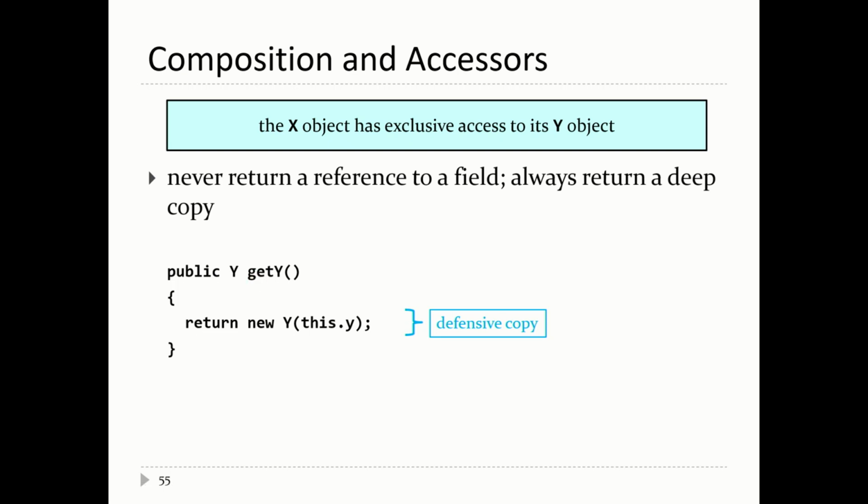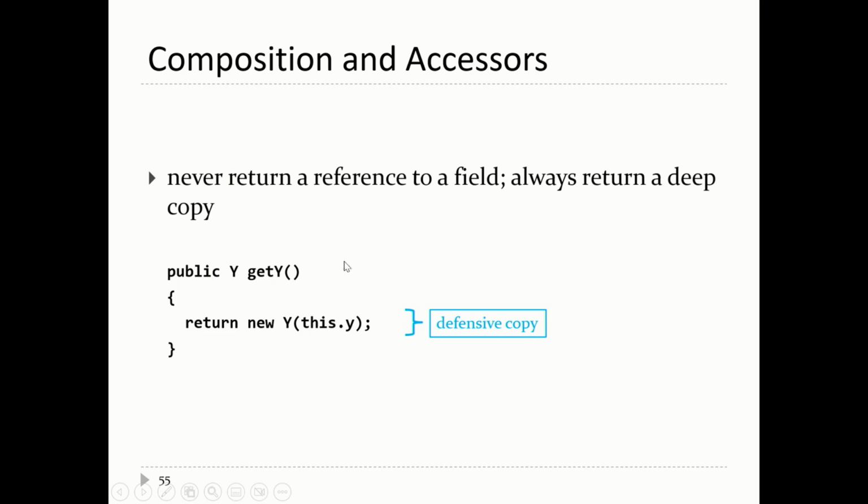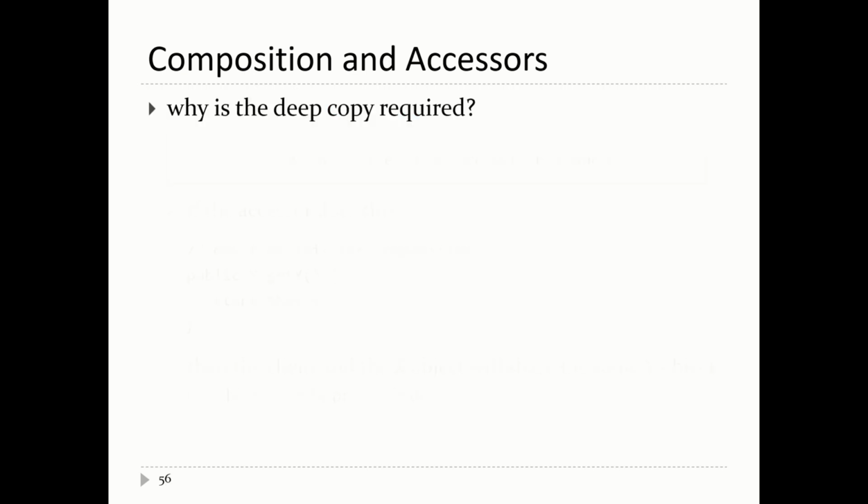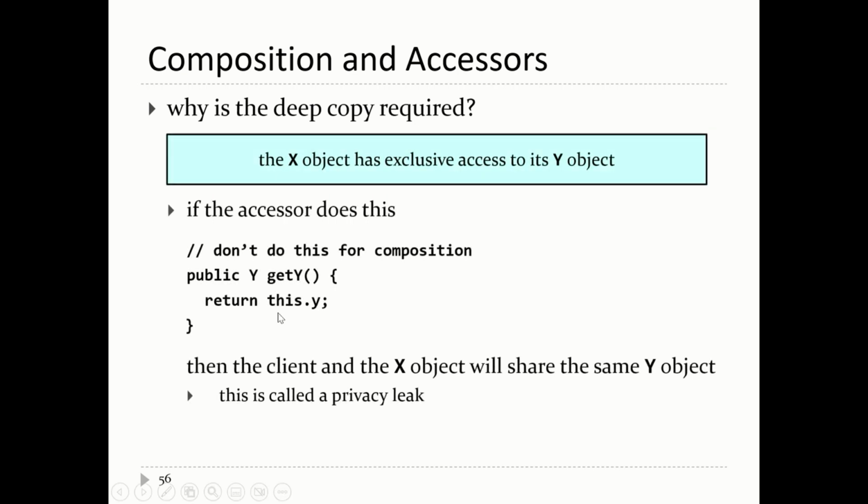Okay. Suppose you have an accessor method that returns one of your Y objects. If you have an accessor method that returns one of its internal Y objects, you cannot write return this dot y. So never return a reference to one of your fields. Always return a copy of one of your fields. So make a new Y object, copying your internal Y object, and return a reference to that object. If you write the other version, what happens? You've just shared your Y object with somebody else, and you no longer have exclusive access to it. So again, you end up with a privacy leak.